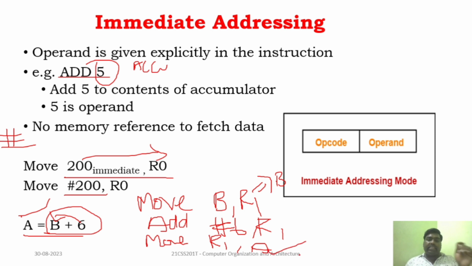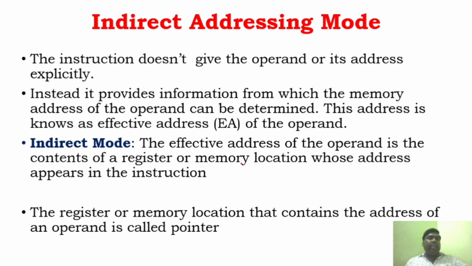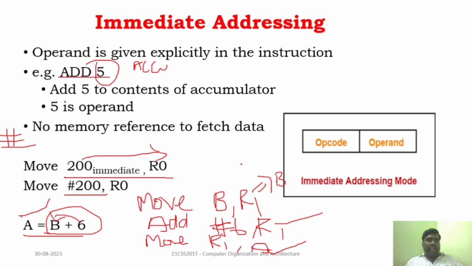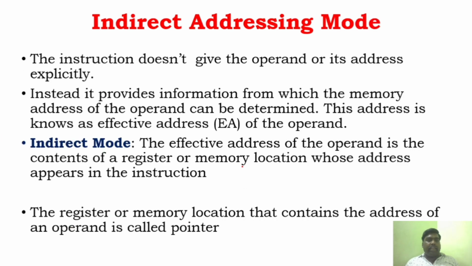V plus 6. Where is it stored? It is stored at A. Right. So, now you understand the importance of immediate addressing. We can directly mention the value. We can explicitly give the operand value. That is called immediate addressing.